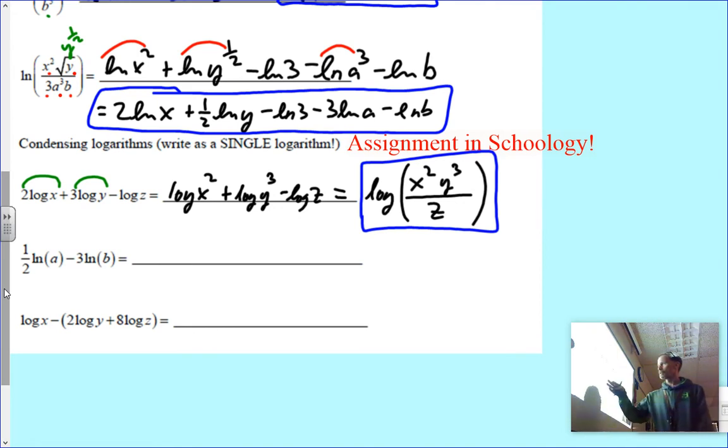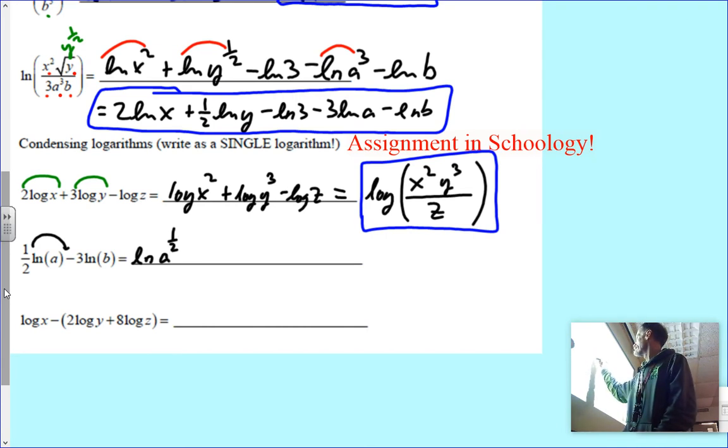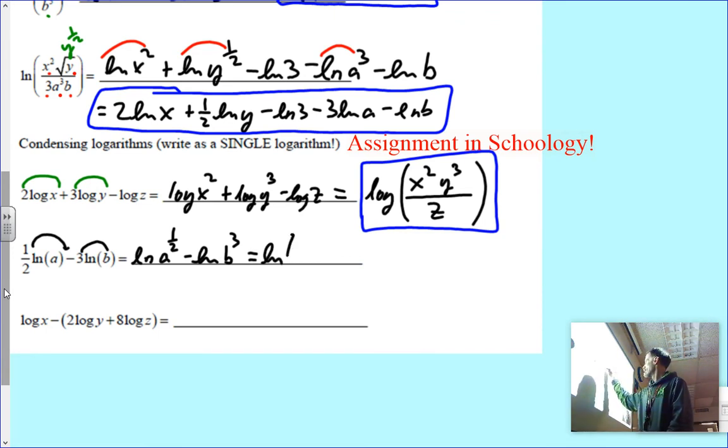Okay, so for example 2, again, that 1/2 can be the exponent, so this would be ln of a to the 1/2 minus ln of b to the 3rd. So it's going to be equal to, again, a single logarithm, ln, make a parentheses. Remember, 1/2 power means square root, so that's going to be the square root of a on top, minus, fraction, b to the 3rd on the bottom. And that's your whole answer.